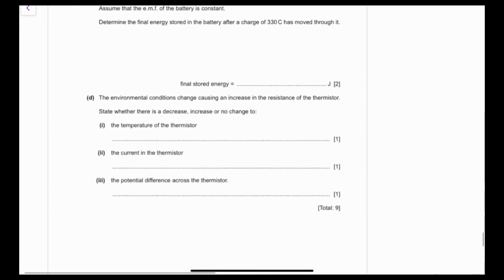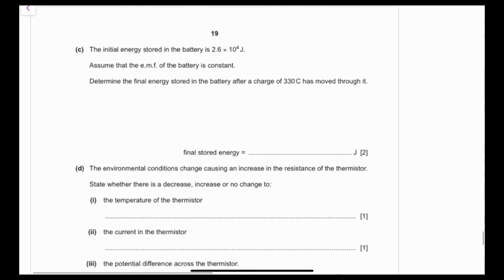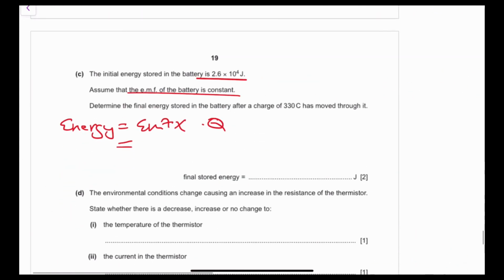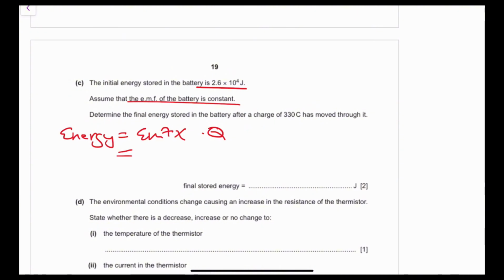Okay, moving to question number C. The initial energy that is stored in the battery is 2.6. Assume that EMF is constant, right? Determine the final energy stored in the battery after a charge of 330 has moved through it. Remember, we know that energy is equivalent to the EMF multiplied by the charge Q that passes, right? So the EMF that is there is 9.6.